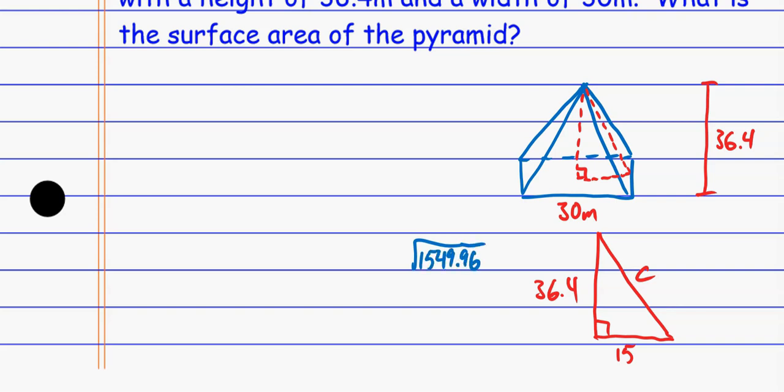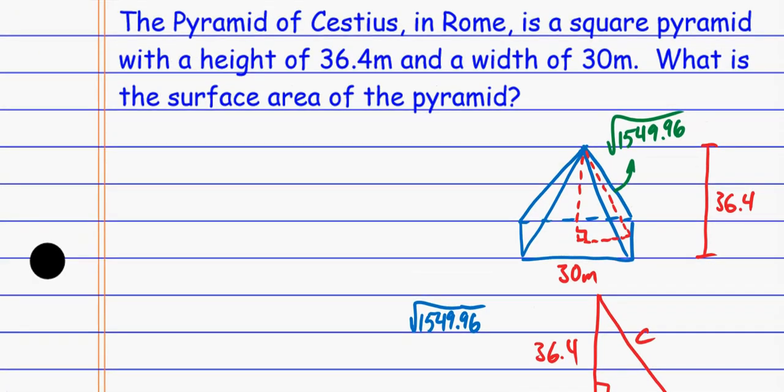1549.96. And I'm going to take the square root of that. Notice I'm just going to leave it like this for right now. I'm not ready to plug this into my calculator, but that's the slant height of this thing. Again, just using the Pythagorean theorem to find that. Anytime we have the actual height and we need the slant height, we can use the Pythagorean theorem. Likewise, if we have the slant height and we need the actual height of this thing, we can use the Pythagorean theorem.